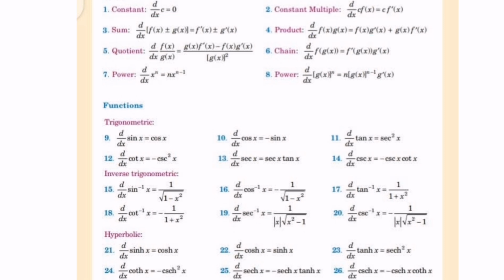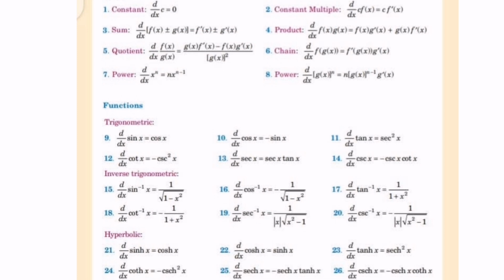Quotient rule. Quotient rule is used when two functions are in the form of quotient. So derivative of f divided by g is equal to g square in the denominator, and in the numerator g of x derivative of f of x minus f derivative of g.